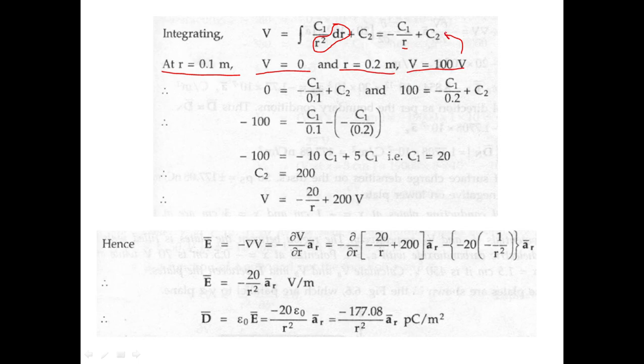That is, when I substitute r as 0.1, I have to substitute V as 0. When I substitute r as B, that is 0.2, I have to substitute V as 100. When you do that, you will get these two equations, right? So you take this as equation 1, and this as equation 2, right? So 1 minus 2 gives you this one.